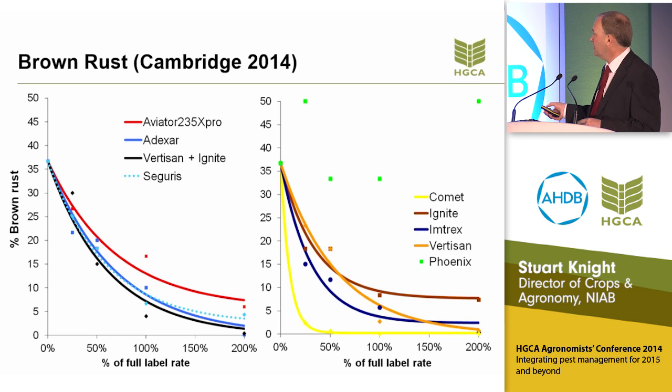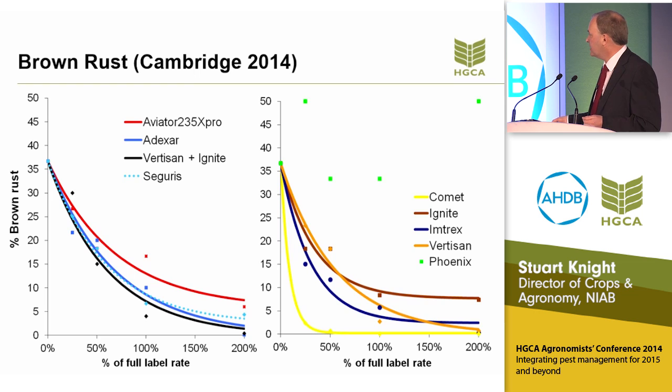So going through the products that we have, these actually are our Phoenix points, and as you can see, there's quite a scatter of points there. We couldn't fit a line or anything. Basically, we're not getting any control or any consistent control from the Phoenix in terms of brown rust activity.